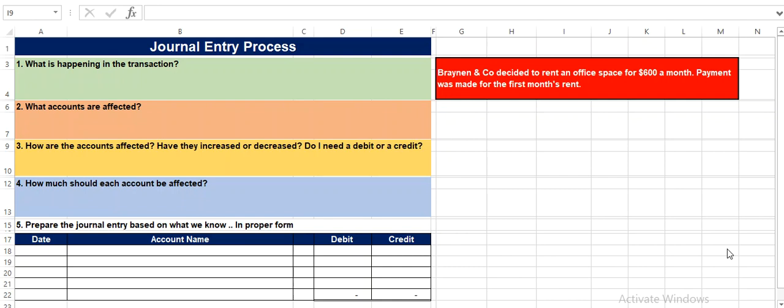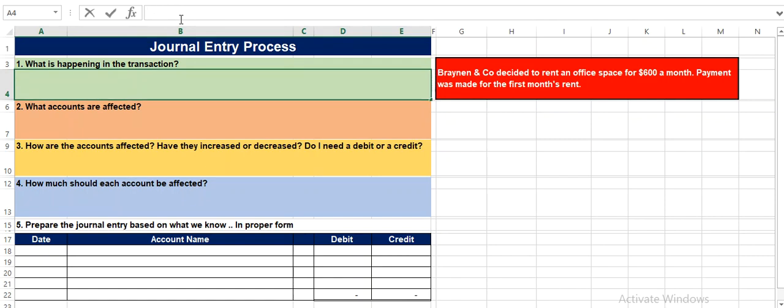In this example, we're going to go with this transaction that's on the right. It says Brennan and Company decided to rent an office space for $600 a month. Payment was made for the first month's rent. So, here we go. First question, what's happening in the transaction?